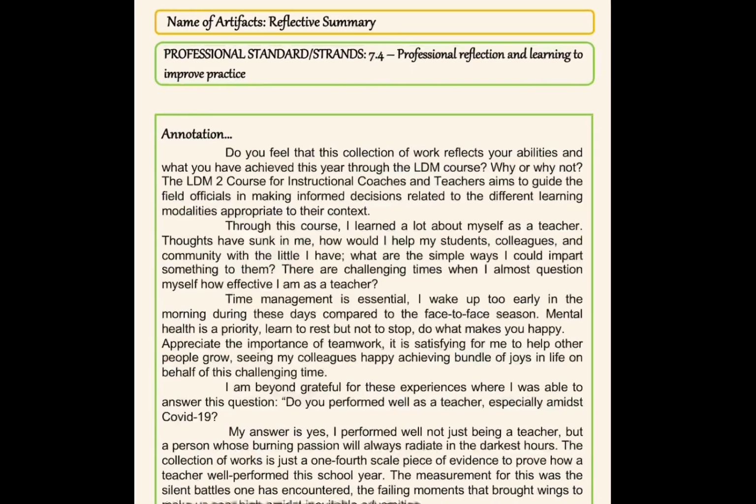Then, another is the reflective summary, wherein it is all about a self-reflection, a professional reflection, and learning to improve practice. So, as teachers, what are the professional reflections we have during these new normal educations? So, okay. Dito ka maglalagay ng super hugot sa life.